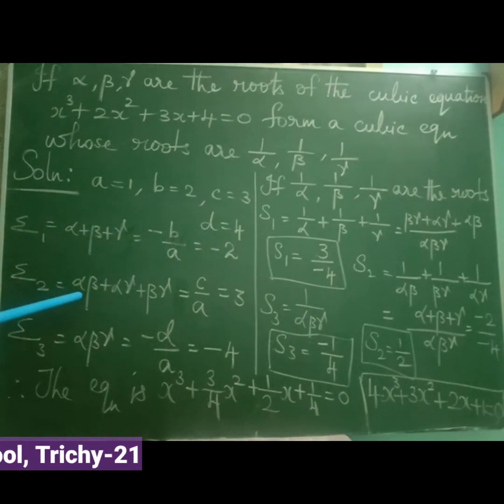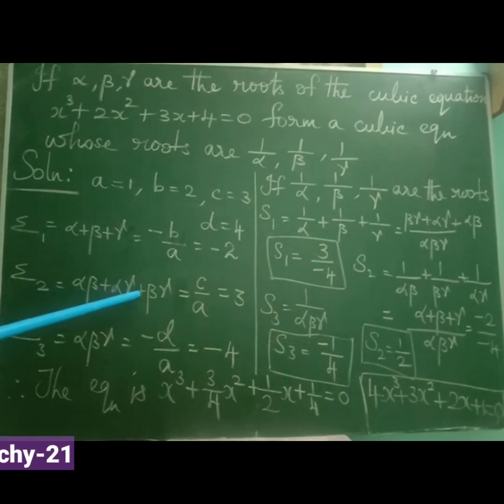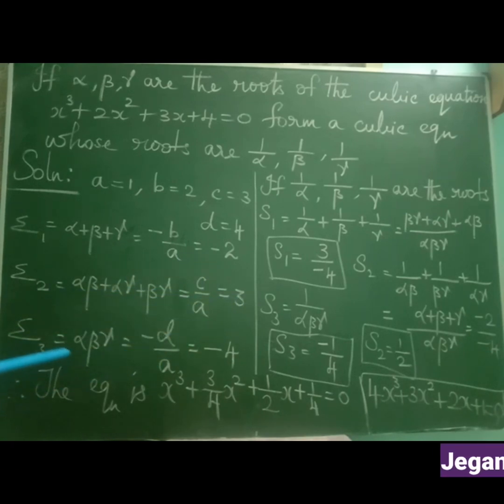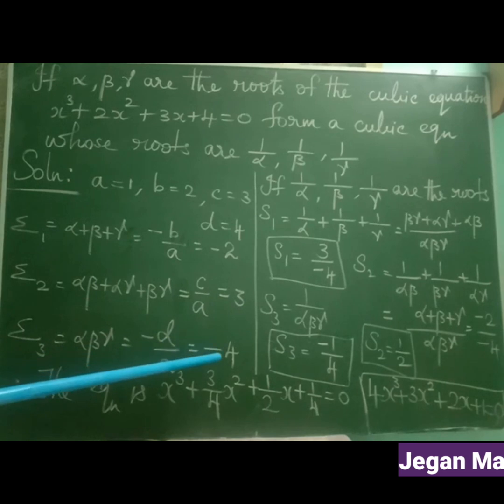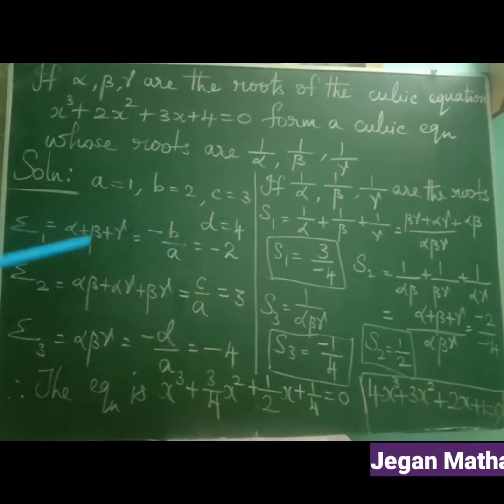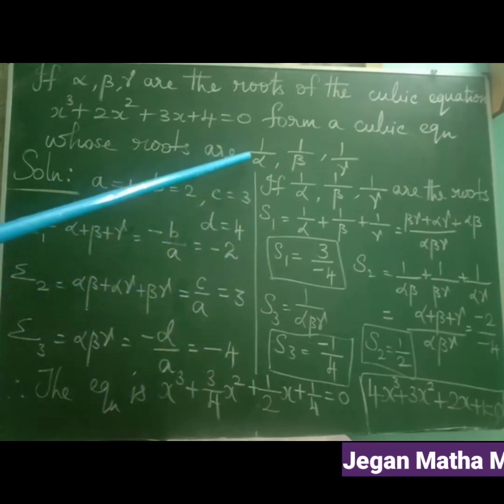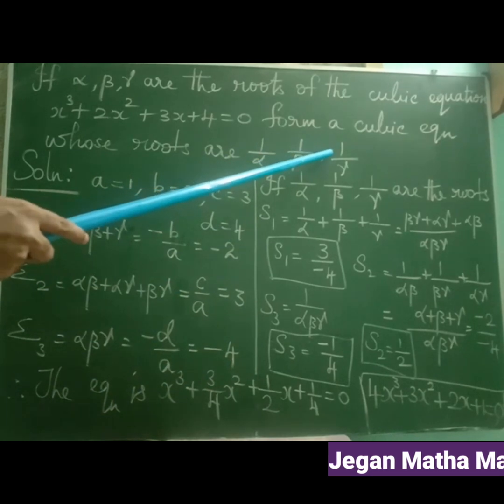Second one, two roots combined together: summation 2, alpha beta plus alpha gamma plus beta gamma. The formula is c by a. Here we get the answer as 3. Summation 3 is alpha beta gamma. The formula is minus d by a. So we get the answer as minus 4. With the help of these three values, now we can work with the roots 1 by alpha, 1 by beta and 1 by gamma.